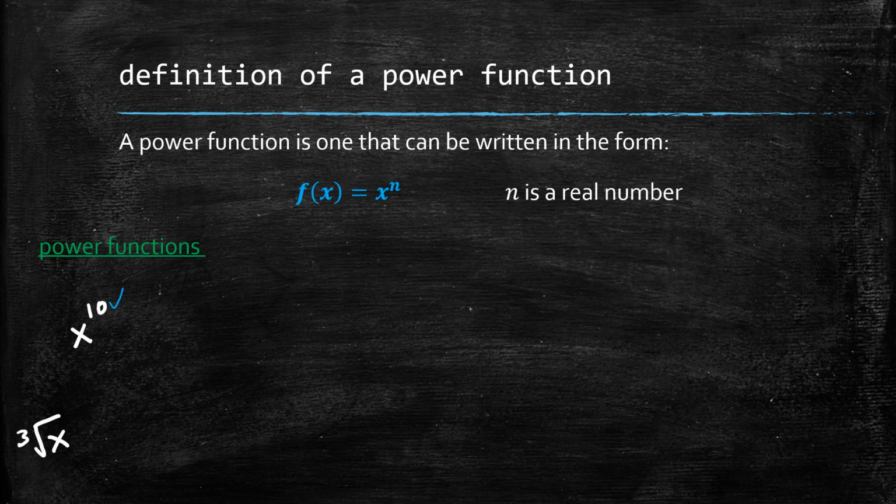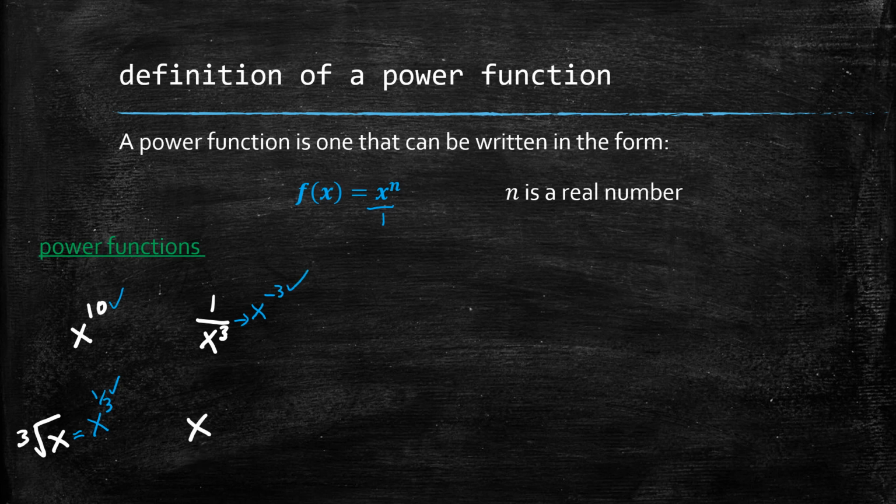Now this one may not look like a power function at first, because you might just say, well, that's a radical function, but if you rewrite it as x to the 1/3, we get it in the form x to the n. 1/3 is a real number, check. Now you might notice there's a power function in the denominator here with 1 over x cubed, but with the power function, as you can see up here, x has to be in the numerator. So we need to rewrite this as x to the -3 and check, that's a real number.